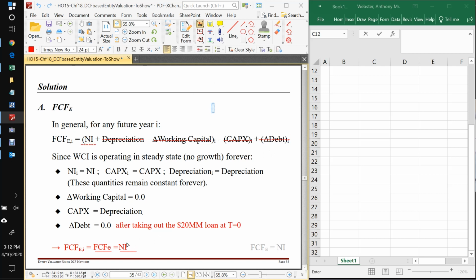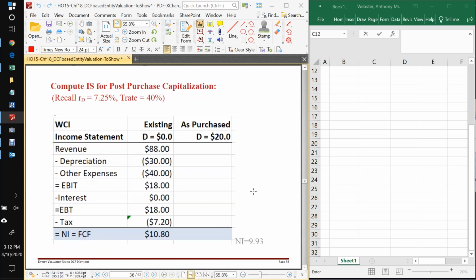So this is a fantastic simplification. Otherwise, we'd have to do a little hard work figuring out depreciation and all these things. Happily, with this model, we don't have to worry about that. Now let's compute the income statement for the post-purchase capitalization of the firm. Remember, the pre-tax cost of debt is 7.25% and the tax rate is 40%.